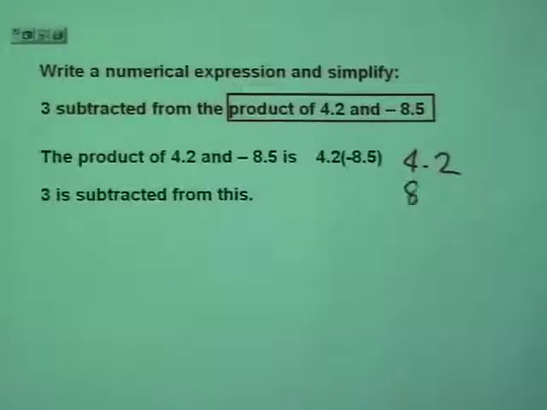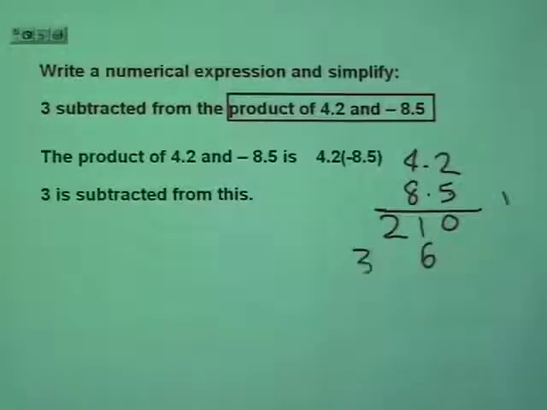4.2. Forget about the negative. We will deal with that later. Alright, 5 times 2 is 10. Carry 1. 5 times 4 is 20, plus 1 is 21. 8 times 2 is 16. Carry 1. 8 times 4 is 32, plus 1 is 33. That is 0. 6 plus 1 is 7. 3 plus 2 is 5.